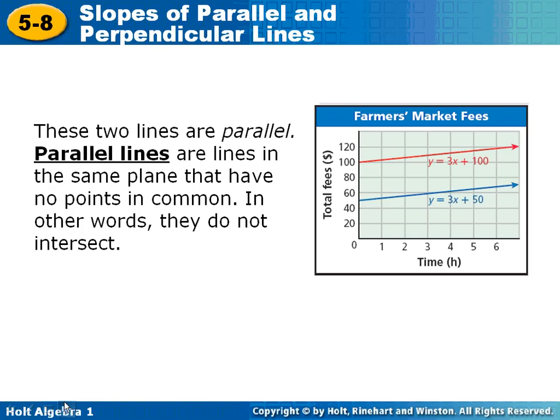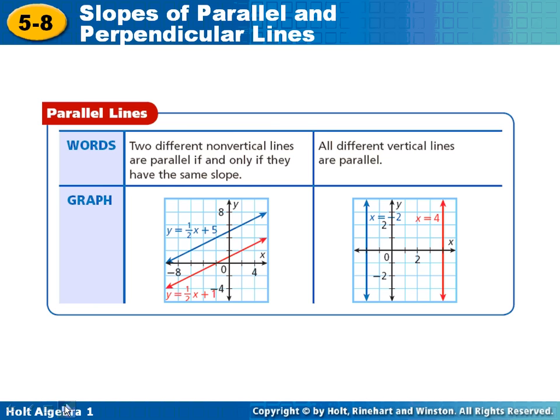They do not intersect. And what do you notice about the slope? It's the same. And what do you notice about the y-intercept? It's different. Okay. So these are non-vertical or horizontal lines. They're parallel if they have the same slope. There's nothing to write down yet.